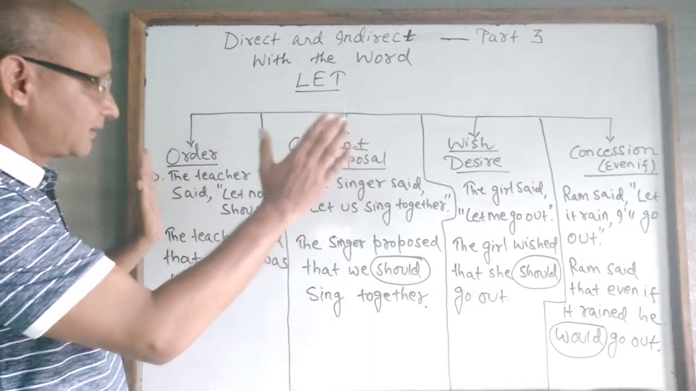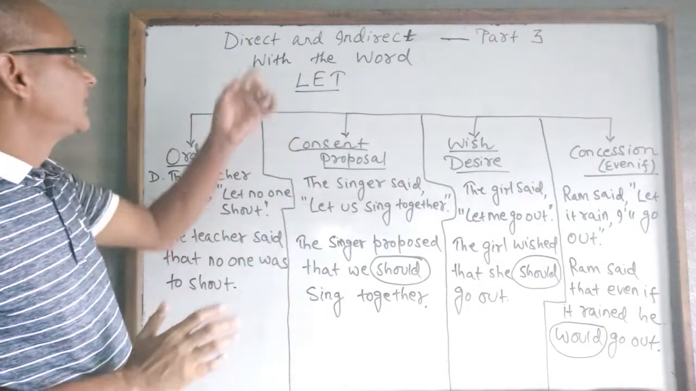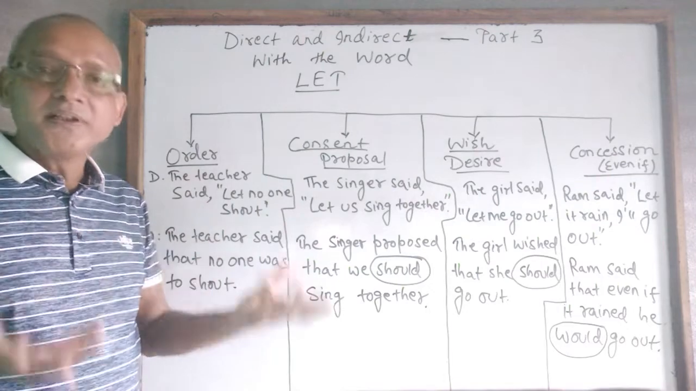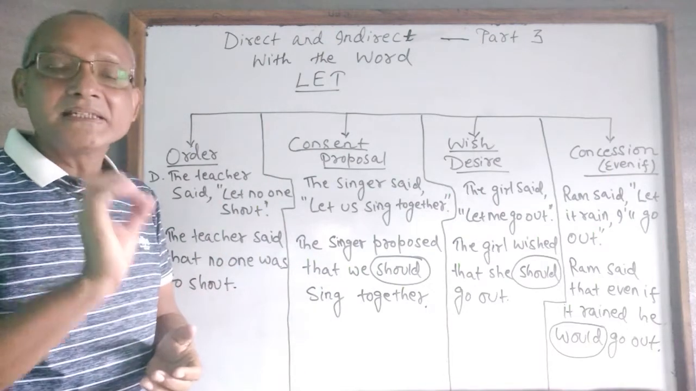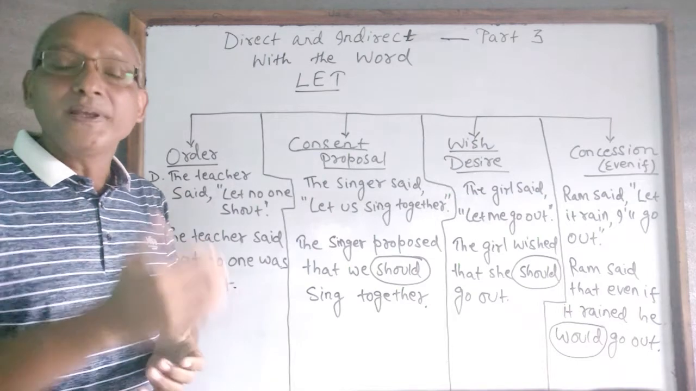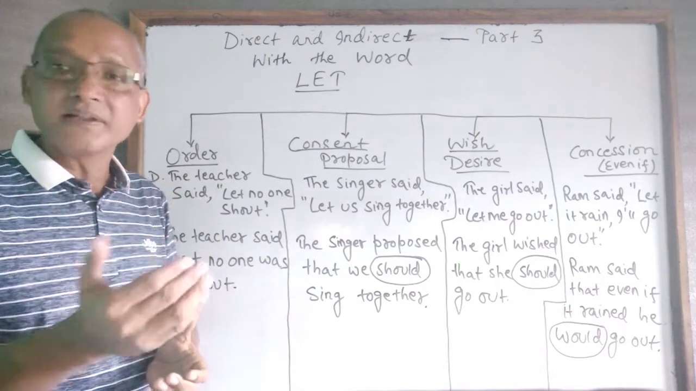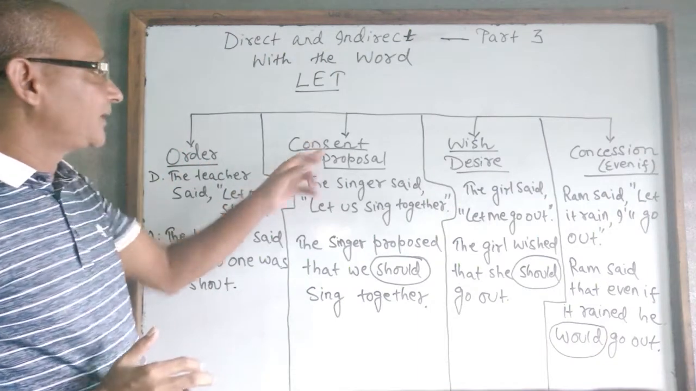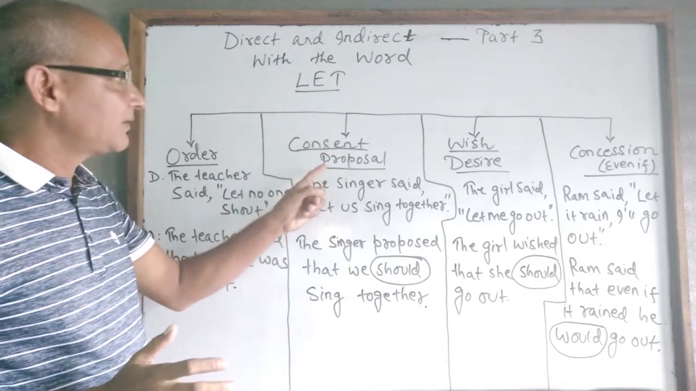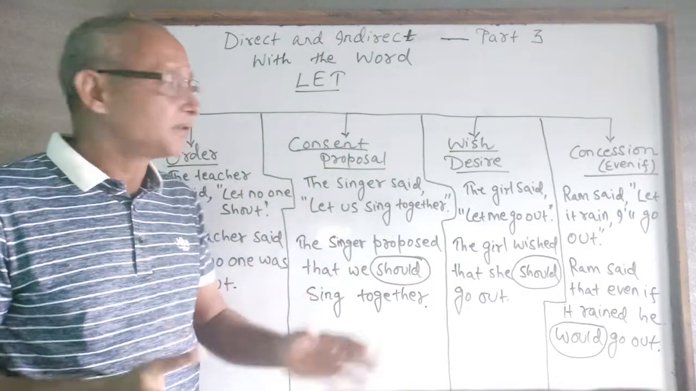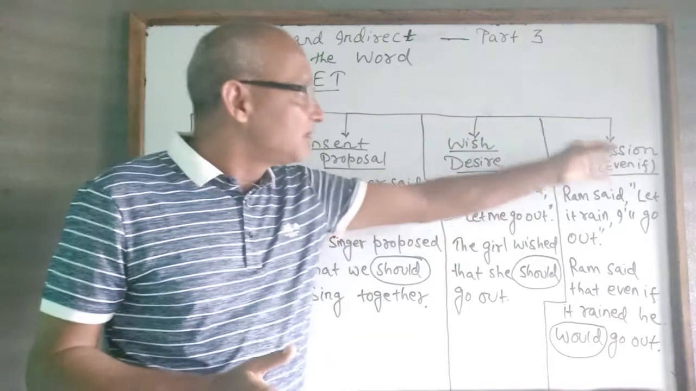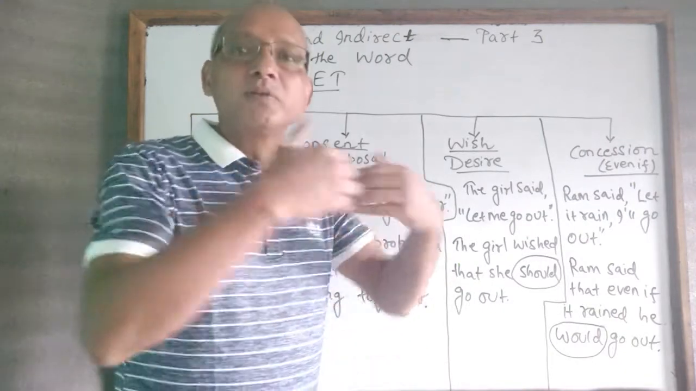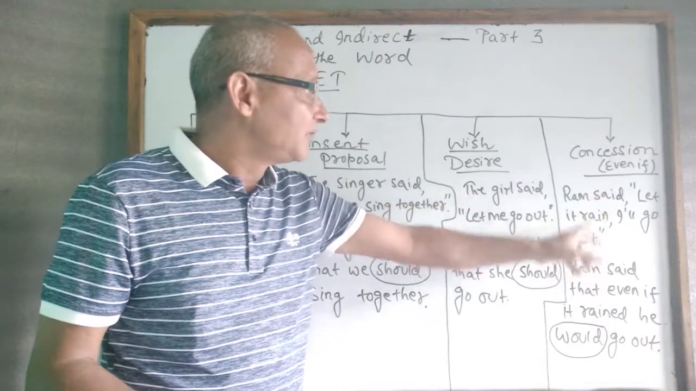You can see a table here that represents the direct and the indirect changes with the word let. We often use let in our sentences. So when are those conditions when we use let? For example, when we order, we use let. When we have a consent or a proposal, we use let. When we have a wish or a desire, we can use let. And concession, or even if there is a certain condition, and in that condition we overrule that condition, in that situation we use let.